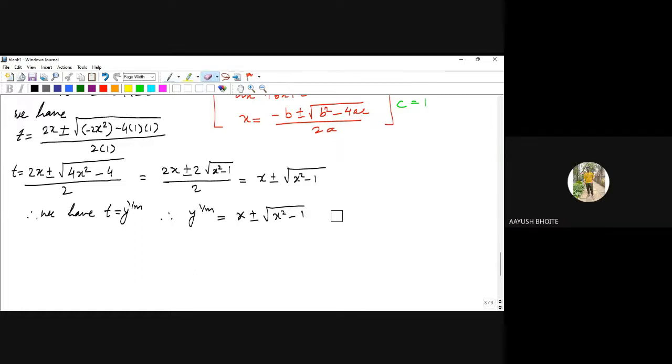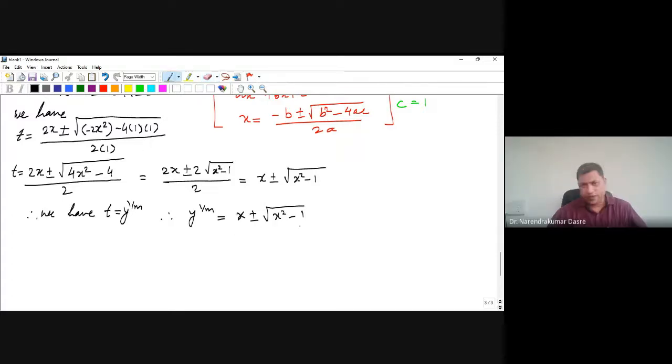Take m power on both sides. So what we can do is we have 2 roots here. Without loss of generality, we consider the positive root. So we consider y raised to 1 by m is equal to x plus square root of x square minus 1. Here I'm considering the positive root. Hence y is equal to (x plus square root of x square minus 1) bracket raised to m.